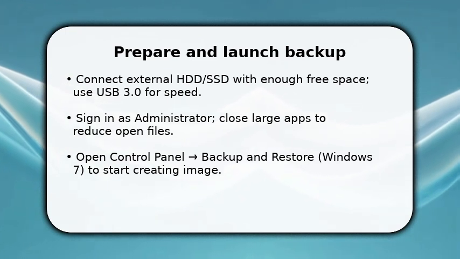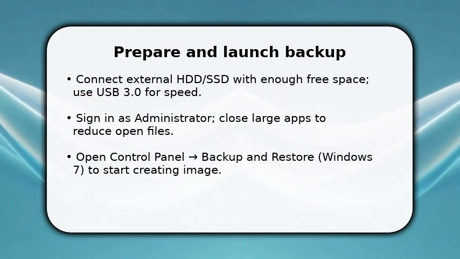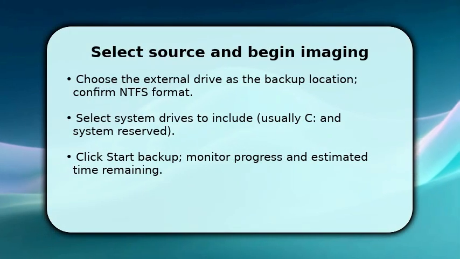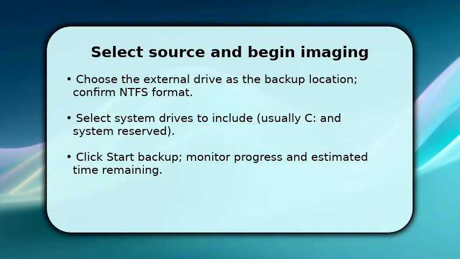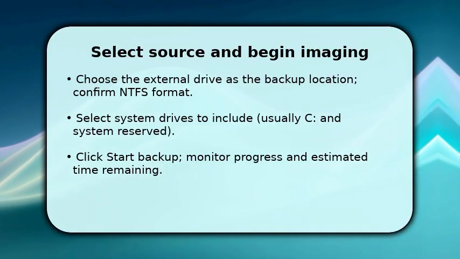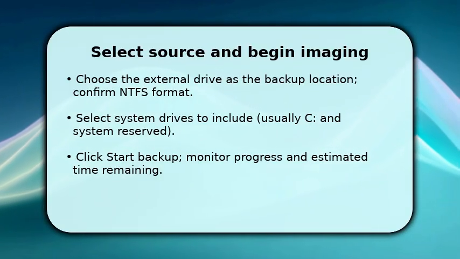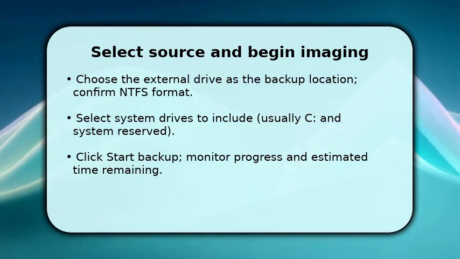You'll now select where and what to back up. In the System Image wizard, pick your connected external drive. Make sure it's formatted NTFS so large files save correctly. Then confirm which drives to include, typically C, and the System Reserved partition are required for boot recovery.